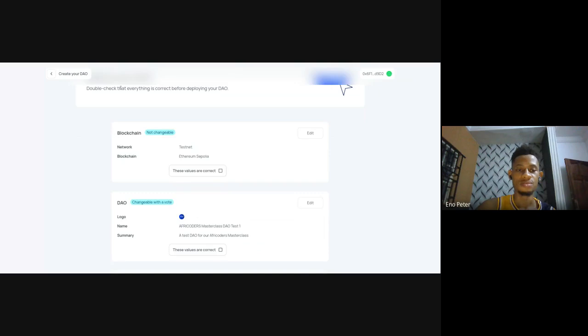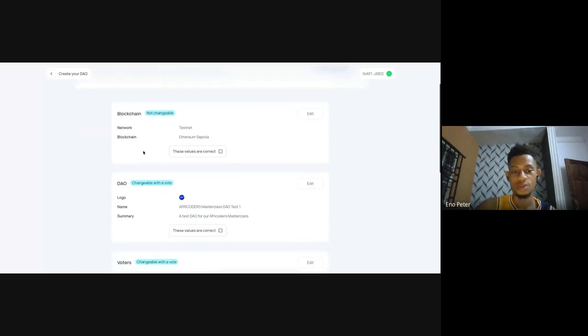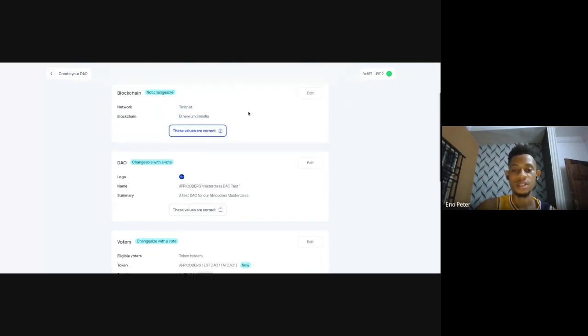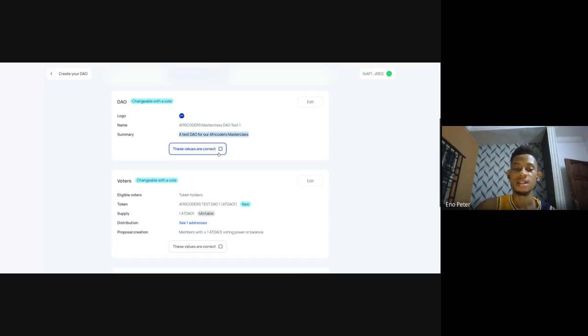It lets me know that once you deploy it, the blockchain you're deploying it on, you can't change that. So we're deploying it on the Ethereum Sepolia testnet. These values are correct, yes. The name of the DAO is Africoders Masterclass DAO Test 1, and the summary is basically a test DAO for Africoders Masterclass. Yeah, these can be changed, but with a vote.